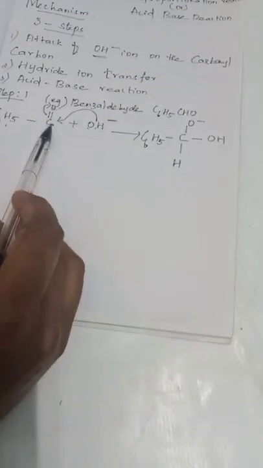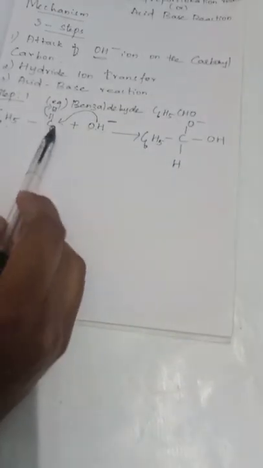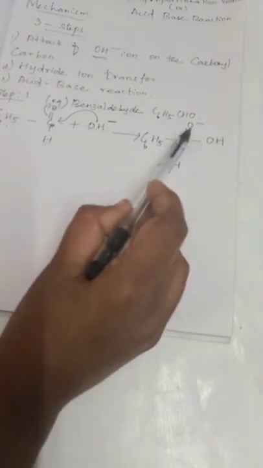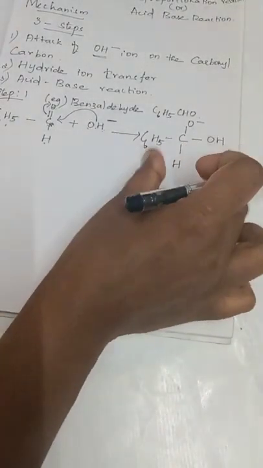So what is the first step? Attack of OH minus ion on the carbonyl carbon. The OH minus attack occurs where? At this carbonyl carbon here. Now this bond will shift here, and this becomes O minus. So this is the first step. First step over, step 1 over. Then we can see step 2.